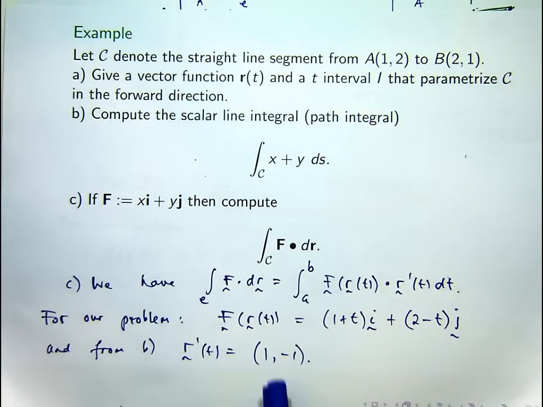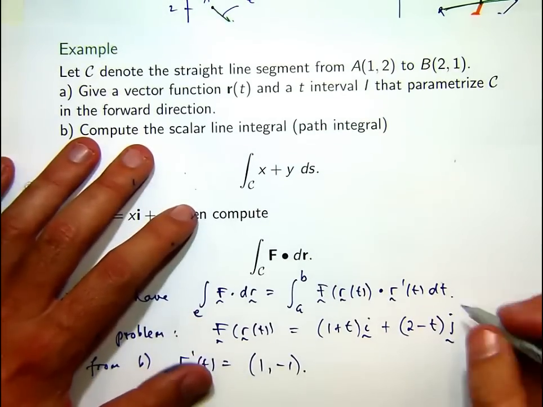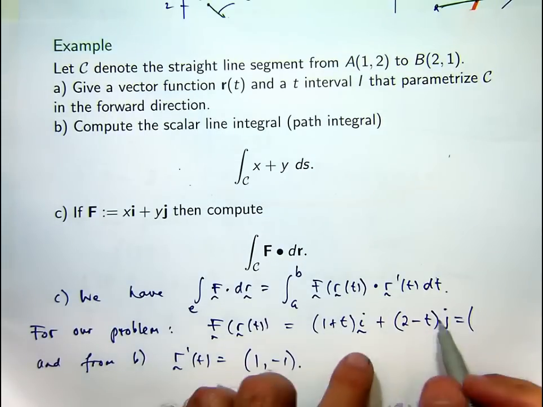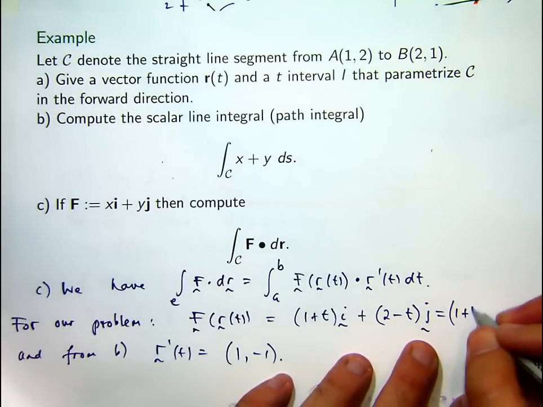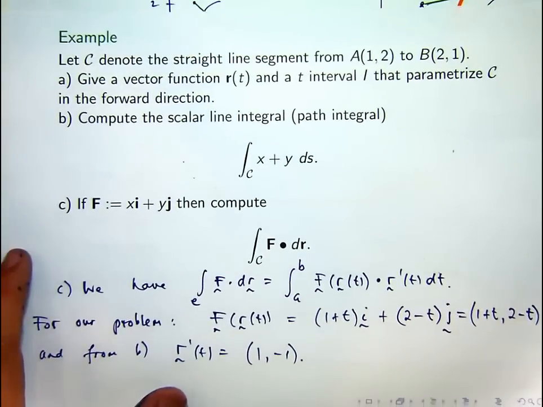All right, so what we're going to do is take that and dot it with that. I'm going to write these all as just ordered doubles. Instead of having the i's and j's here, I'll just write it as an ordered double, just to be consistent. You can write it either way. So let's take f evaluated at r, dot it with the primed or the tangent vector, and then we'll do a simple integration.